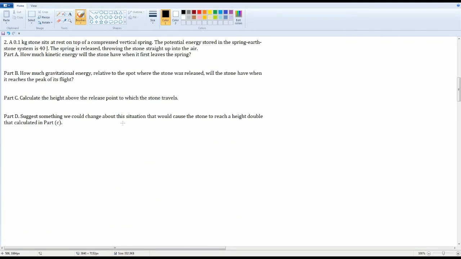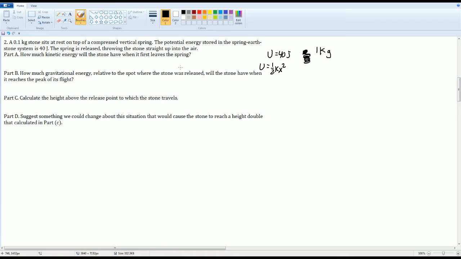Let's look at this one. A stone is sitting on top of a compressed spring. The potential energy stored in the spring and stone is 40 joules. Let me just draw this. Here's your rock. The stone is on top of a compressed spring. So this is a 1 kilogram mass, potential energy U equal to 40 joules. I know U is equal to 1/2 kx squared. I'm just gonna write that because I feel like I'm gonna forget it.